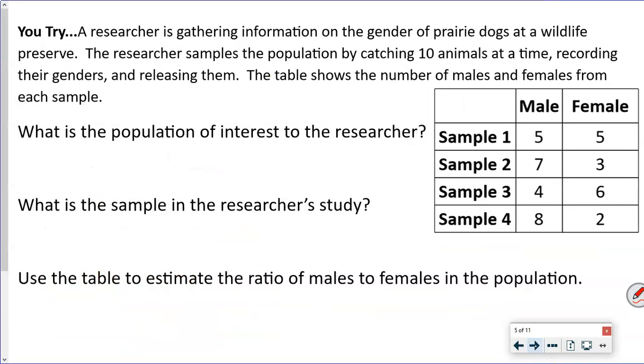Now I'd like you to try this one. Come back to me when you're done. Okay, so a researcher is gathering information on the gender of prairie dogs at a wildlife preserve. The researcher samples the population by catching 10 animals at a time, recording their genders, and releasing them. The table shows the number of males and females from each sample. So what is the population of interest to the researcher? Obviously the prairie dogs, right?